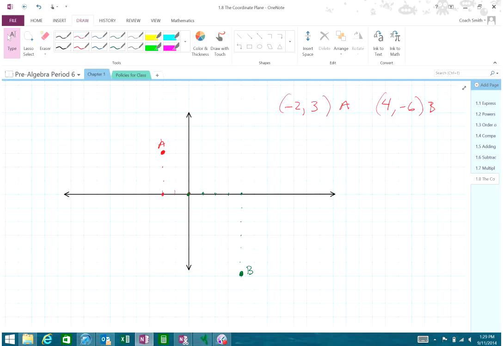Okay, so what quadrant does point A fall in? Joshua? Yes, quadrant 2. Okay, which one does B fall in? Nicole? Quadrant 4. Yes, quadrant 4. All right. So that's how you figure the quadrants. That's how you graph the point. Okay, we graphed these points.